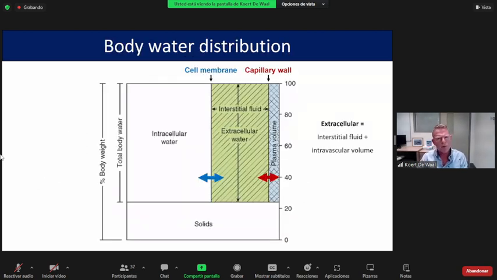So if we look at what the body water distribution is like, and of course this is a very old slide, your body weight is compartmentalized into solids in the bottom and body water on the top. And then you have your intracellular water here on the left and your extracellular water, which is interstitial fluid and plasma volume. These compartments are separated, one by a cell membrane between intracellular and extracellular, and two by a capillary wall. But water, of course, can travel through these compartments using different kinds of channels and activities. And the most important one, which we know, is actually sodium.